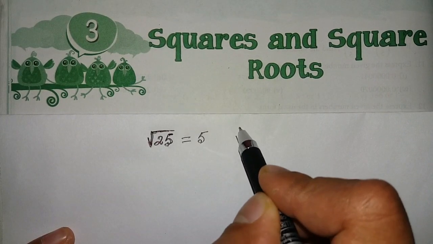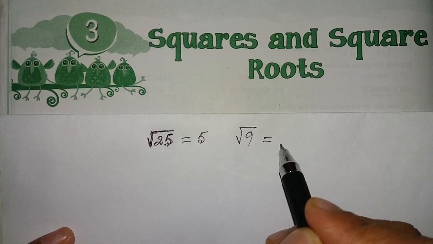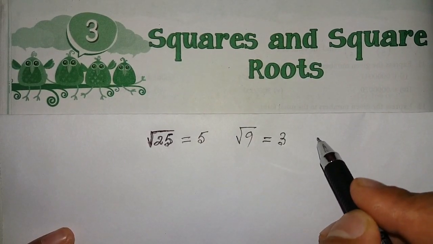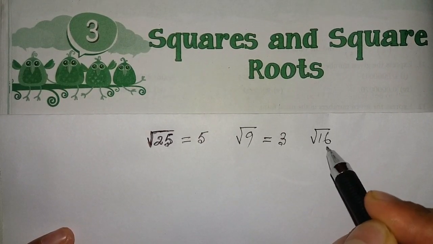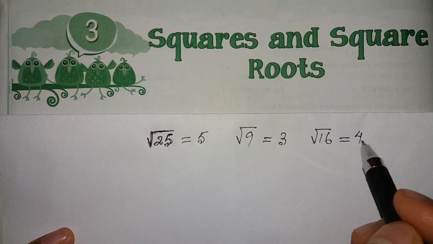Now the square root of 9. This 9 is given by 3 multiplied by itself, so the square root of 9 will be 3. And the square root of 16. This 16 is 4 into 4, so we say that the square root of 16 is 4.